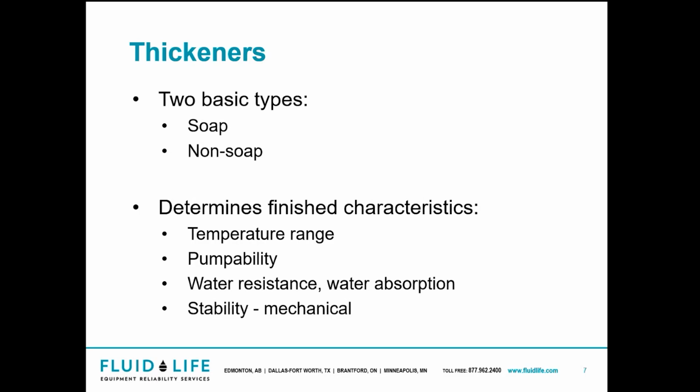Now, we're going to have 2 different types of thickener. They're going to be soap and non-soap. And the reason we call it soap is because the chemical structure is very typical to that of a soap. So what the thickener is going to determine is the temperature range you can use it in.